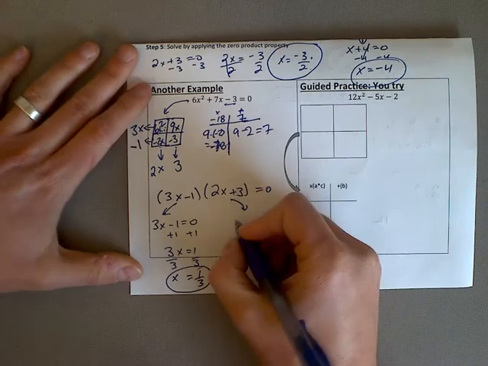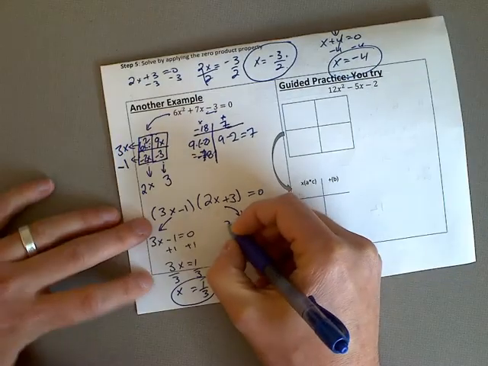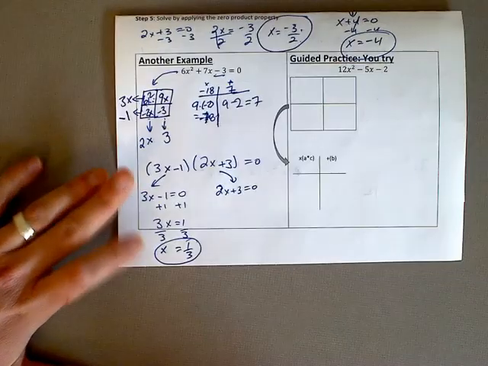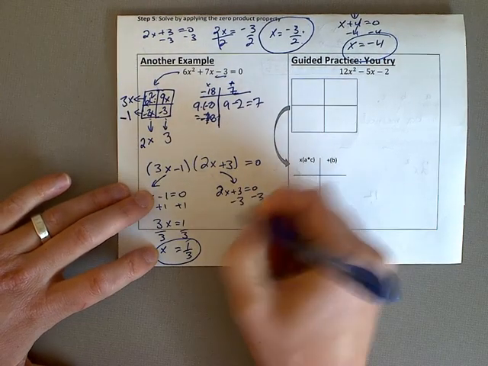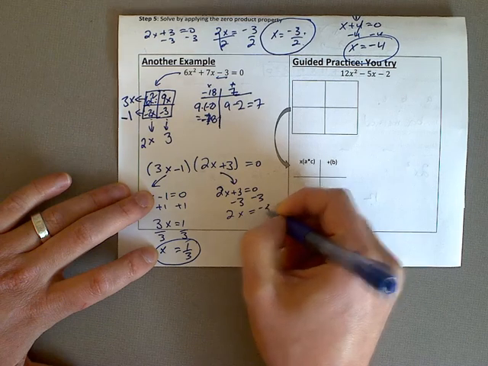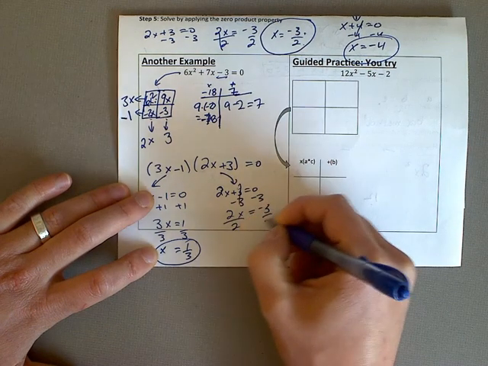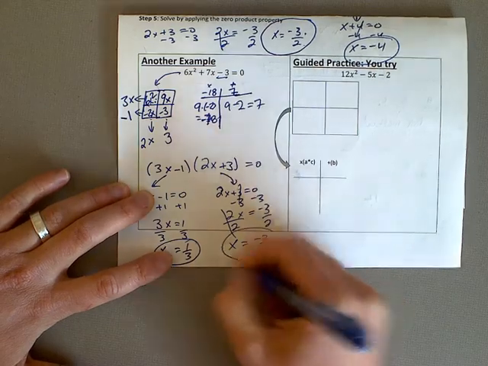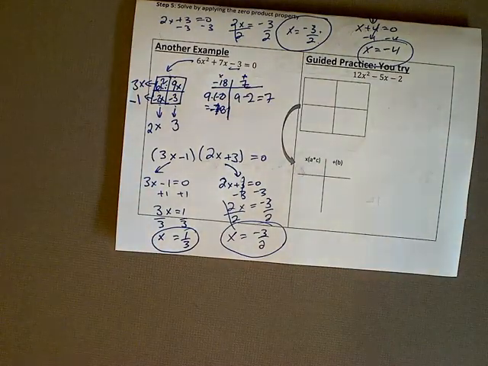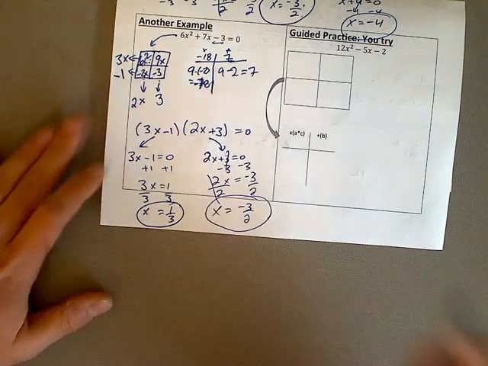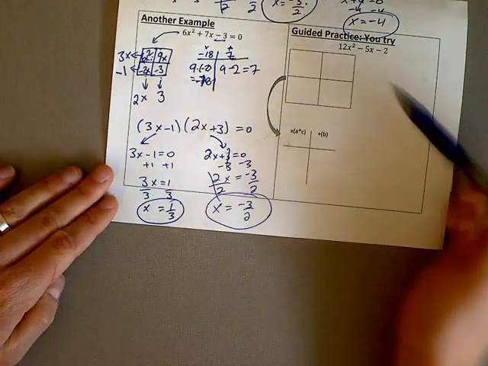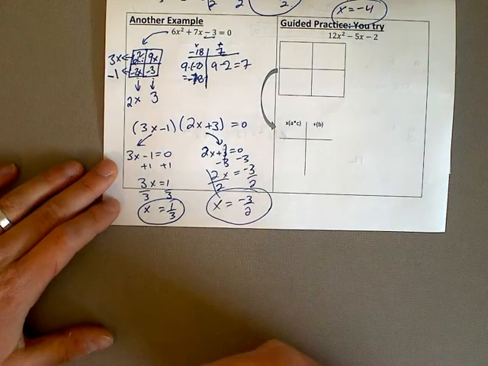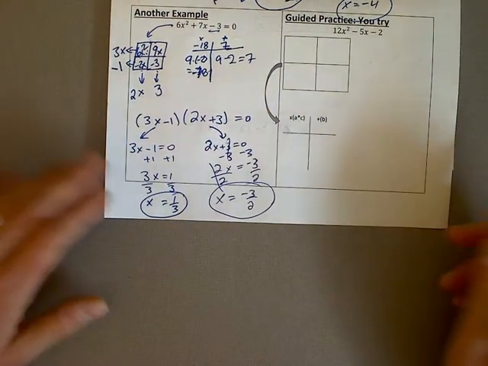And then the other binomial, 2x plus 3, set that equal to 0, minus 3, divide by 2. So the other answer is going to be negative 3/2. So looking at the graph, we'd expect the parabola to cross at 1/3 and negative 3/2, which is negative 1.5.